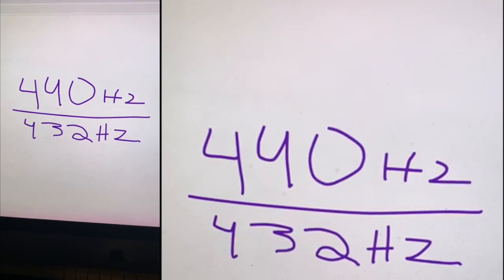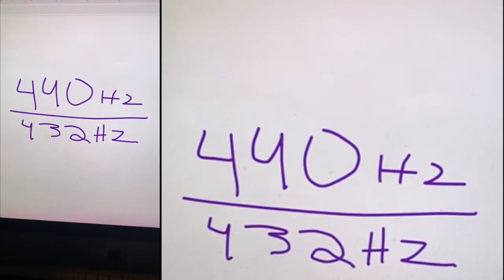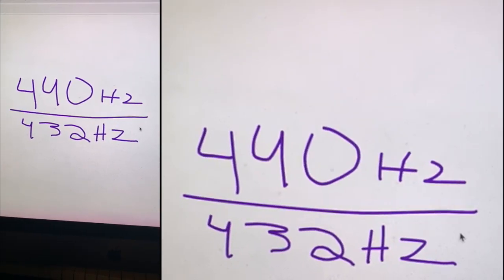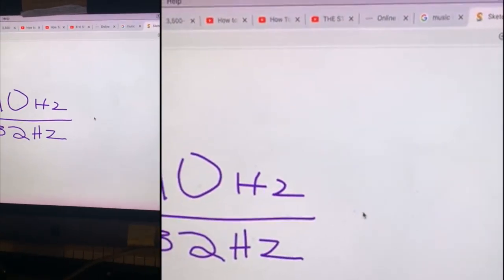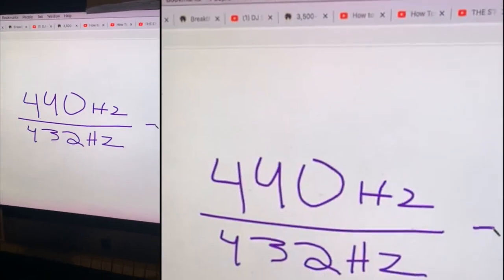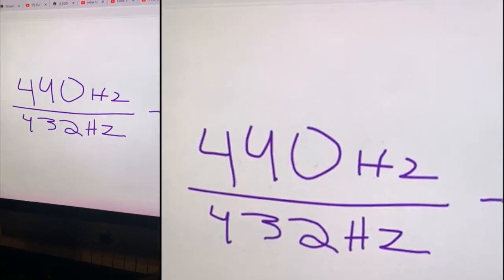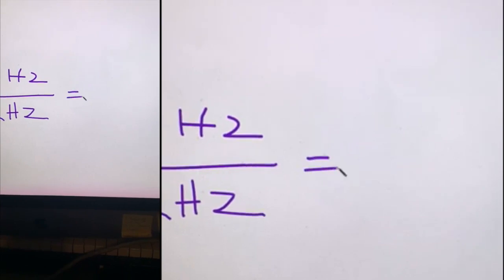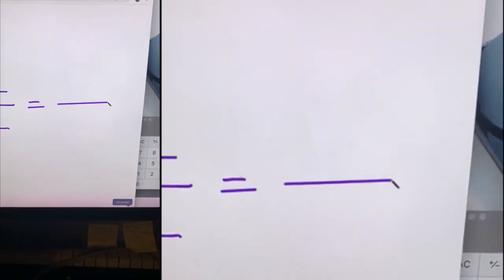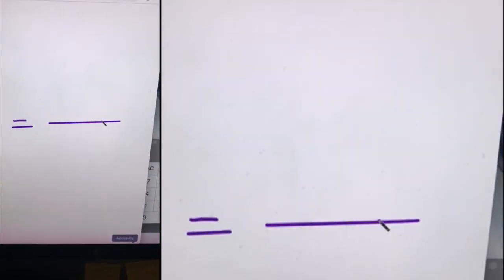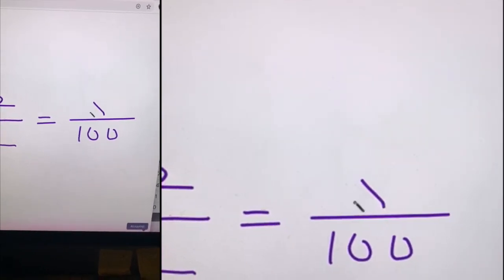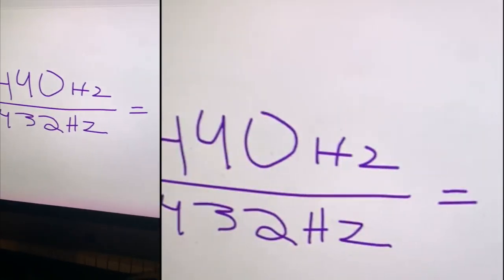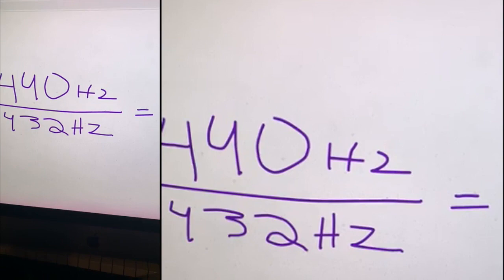And we're going to use a calculator too, so I'm not going to divide and cross multiply by hand. What we're trying to figure out is: 440 hertz over 432 hertz is the same as what? It's going to be the same as 100% over something, over X. We don't know what X is. So that's one way you can do it, and then there's another way.